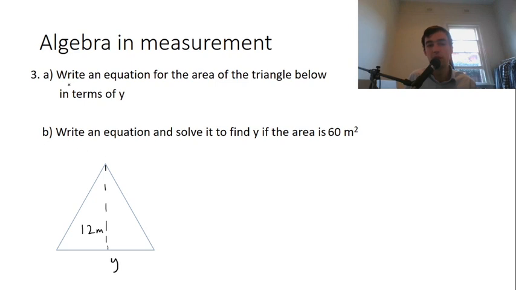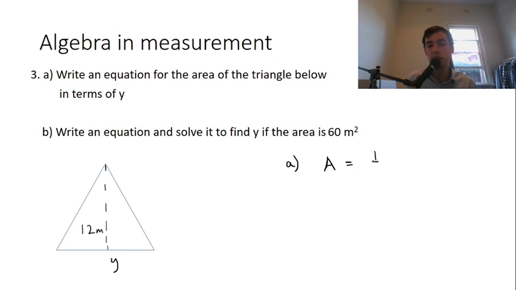All right, write an equation for the area of the triangle below in terms of y. Okay, so again, we have 2 things. We've got y. Now, it's not telling us what the area is. Let's just call it A. So let's just say A. We'll write down the area equation and see if that's all we need to do.